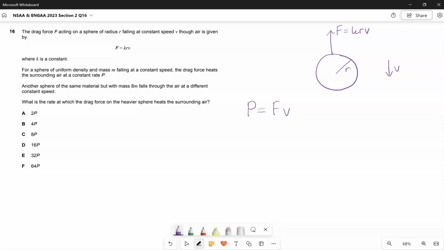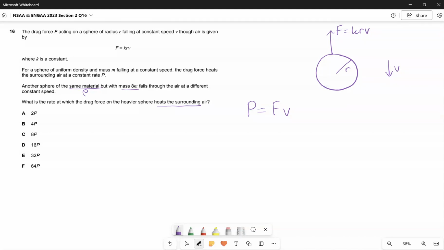Another sphere of the same material, which means same density, but with mass 8m, so it's going to have 8 times the mass, which means it's probably going to have a larger radius. This falls through the air at a different constant speed. What is the rate at which the drag force on the heavier sphere heats the surrounding air?